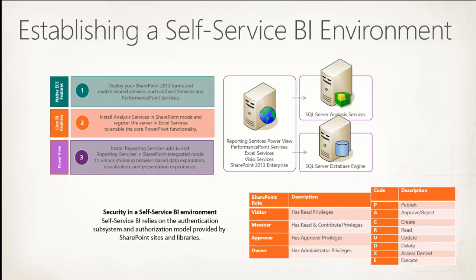Because Access Service is the one that actually communicates with Analysis Services to load the Power Pivot data models. And we also have Performance Point services within SharePoint to build dashboards and KPIs. Then we have Analysis Services in SharePoint mode. As I've mentioned, you need to load the models somewhere. And we have Reporting Services for Power View capabilities as well as for data alerts and these kinds of things.